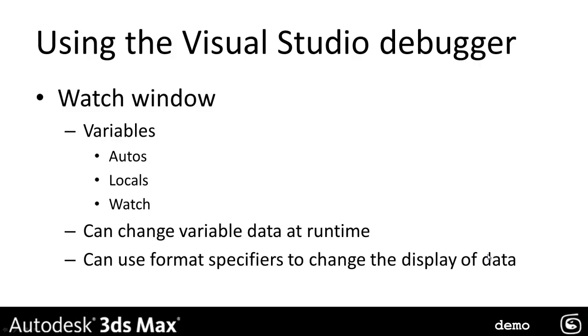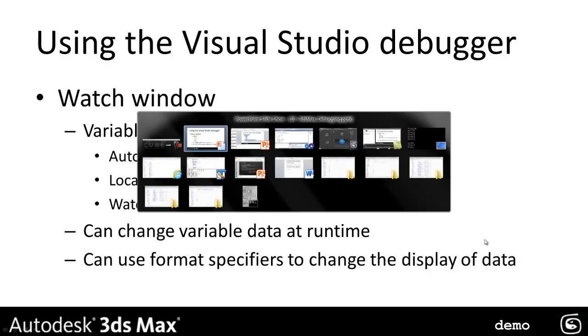Okay, so let's take a look at the Visual Studio Debugger and the tools that you can use there. So first I'm going to look at the watch window. And so this is used for watching variables as the program executes. So there's 3 different windows: autos, locals, and the watch window. And one of the interesting things that you can do here, which not everyone knows, is that you can actually change variable data at runtime. And then there's also the idea of using format specifiers to change the display of data. So if you have a very complex data type, you can actually configure a format specifier that will output the data in something more friendly for you to use during debugging. So let's just take a quick look.